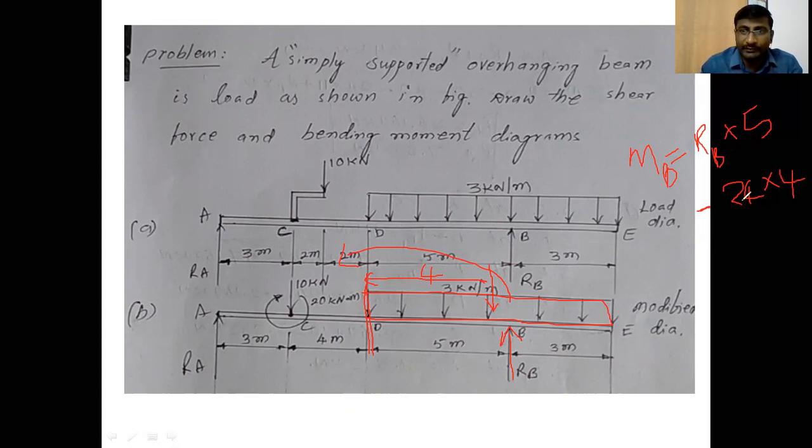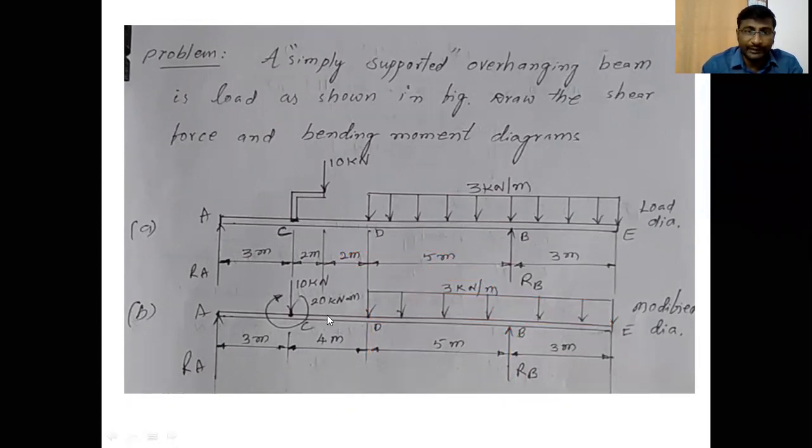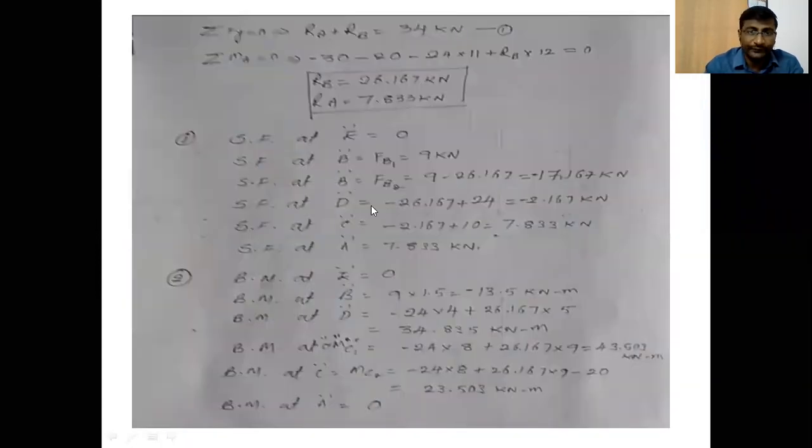So RB into 5 minus 24 into 4, and again we will get the bending moment at point D. Let us look at the equation. Bending moment at point D is 24 into 4, which is a negative value, plus RB, which is 26.167, into 5. Then we get 34.835 kilonewton meter as the bending moment at point D.